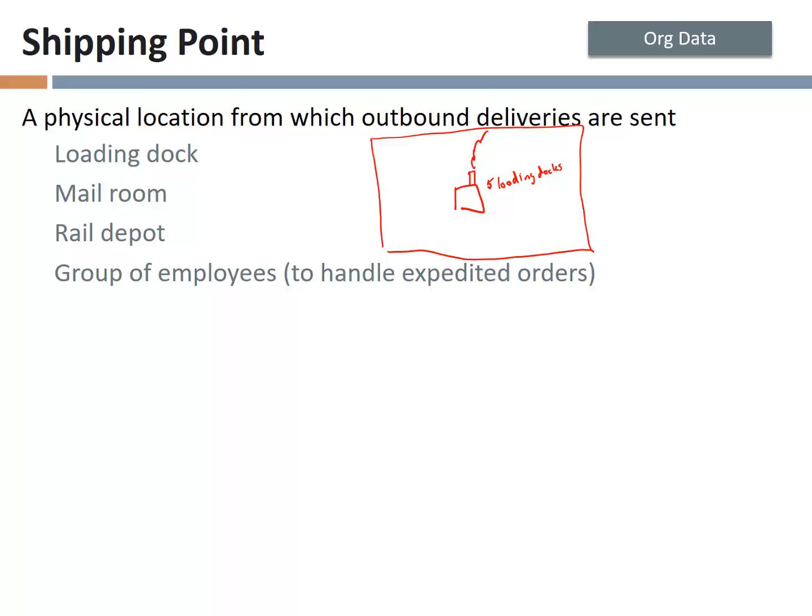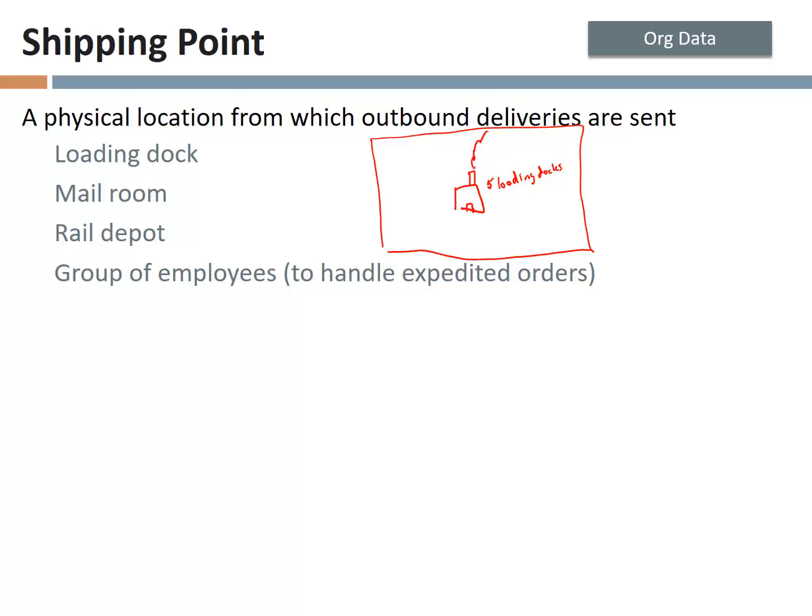So some of the stuff gets shipped out by way of the loading dock. But we also have a place where customers can actually drive up to our plant and pick up items and just carry them back to their car or carry them back to their truck or whatever have you. So we have another little door over here with a little depot, if you will, that people could go in and pick stuff up. That would be another shipping point.